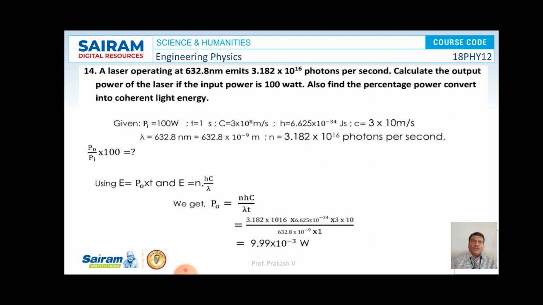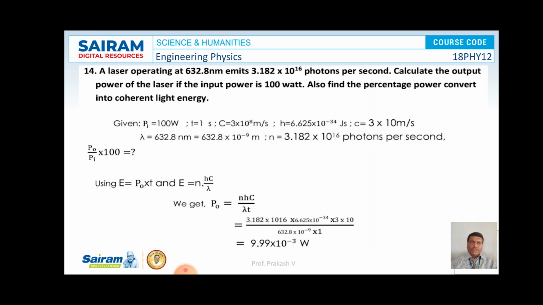A laser operating at 632.8 nanometer emits 3.182 into 10 to the power of 16 photons per second. Calculate the output power of the laser if the input power is 100 watts. Also find the percentage power converted into coherent light energy. So this is the problem.